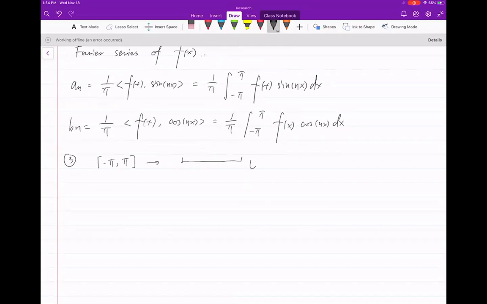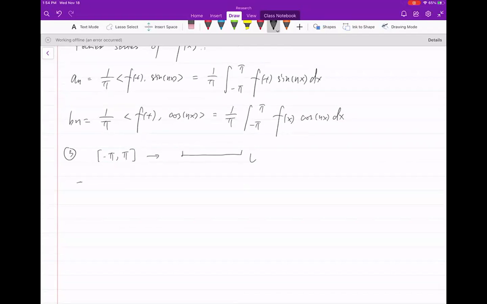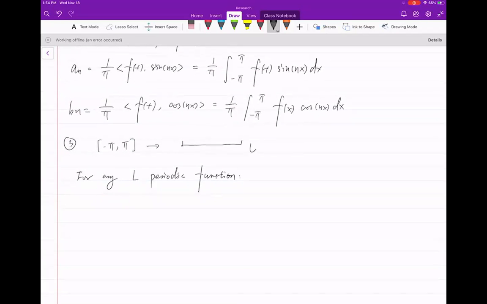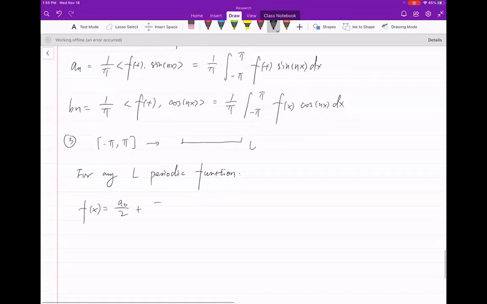We have the corresponding thing, so let me write it down. For any L-periodic function, not 2 pi periodic but L periodic, all you need to do is repeat what we had, except you stretch everything. So you can still do it. Now I'm going to use the standard notation, a_0 divided by 2, plus still a_n sine. Before you had sine nx. Now you have sine of 2 pi nx divided by L.